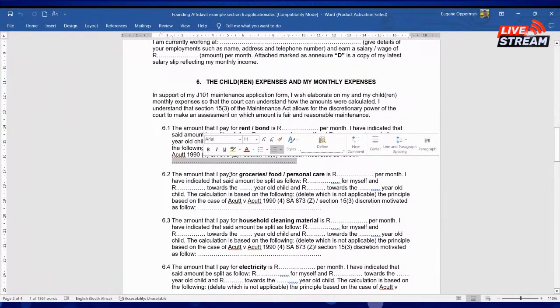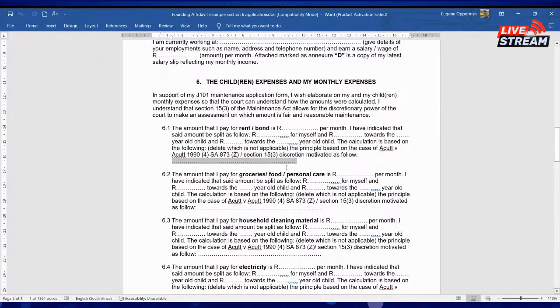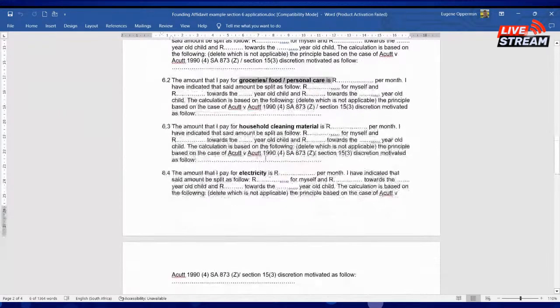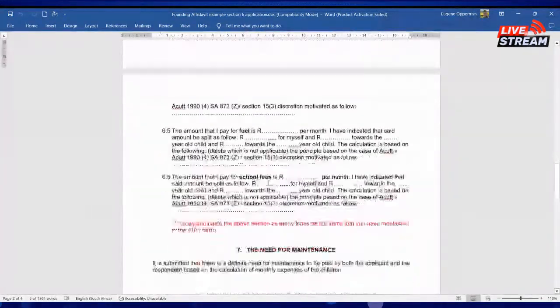They use equally each and every room. The rooms are big enough for everyone, or Mom uses 80% of the kitchen, or whatever the case might be. There you can put in your reasoning why you came to that calculation. Same goes for food, groceries, exactly the same. Household, electricity, fuel, school fees.